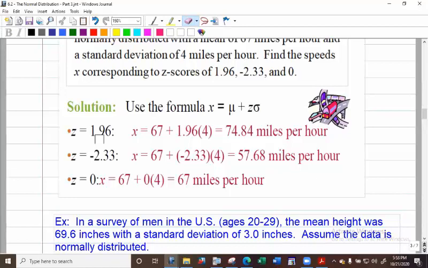So 1.96. In context, just to remind you what the Z means, it's the number of standard deviations above or below the mean. So this means you're just about 2 standard deviations above the mean. You're going 74.84 miles per hour. This next one means 2.33 standard deviations below the mean. 67 plus negative 2.33 times 4 is 57.68 miles per hour. And if you're on the Houston roadways here, you better get over to the right lane so you don't get run over. And the last one just means Z is 0. You were traveling the mean speed of 67 miles per hour.